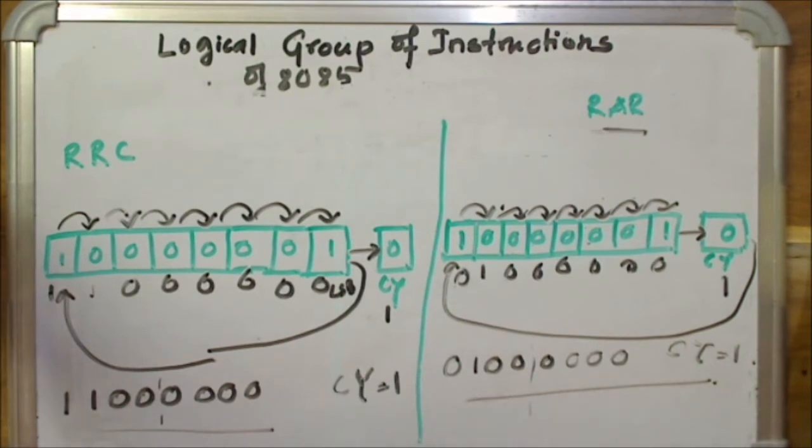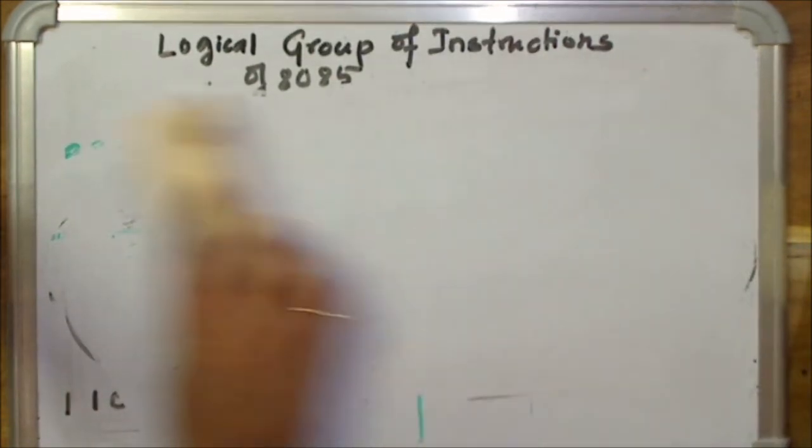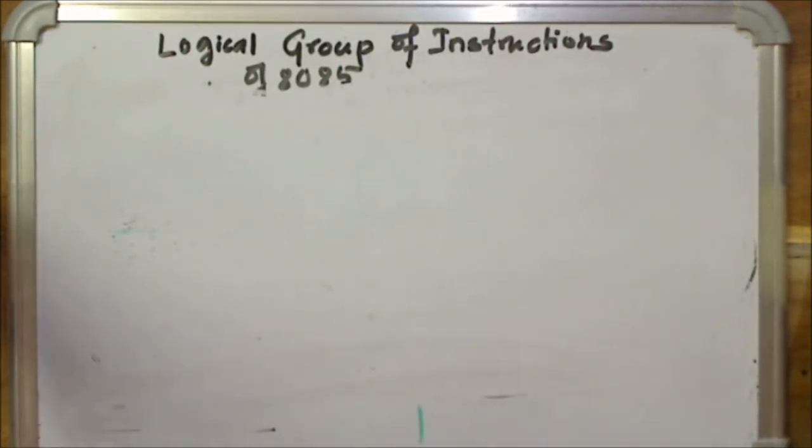So this is the difference between RAR and RRC. Here only the accumulator is rotating, and here the accumulator along with the carry is rotating. So I hope you understood the difference. Now let us go to the use of these rotate instructions.